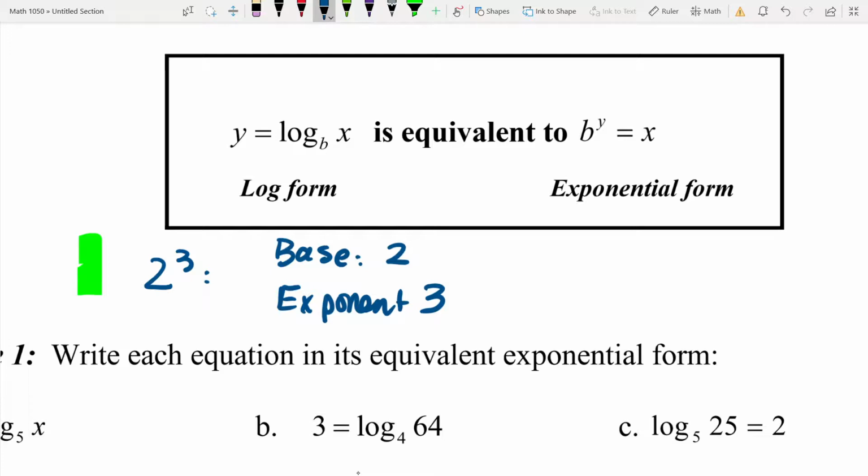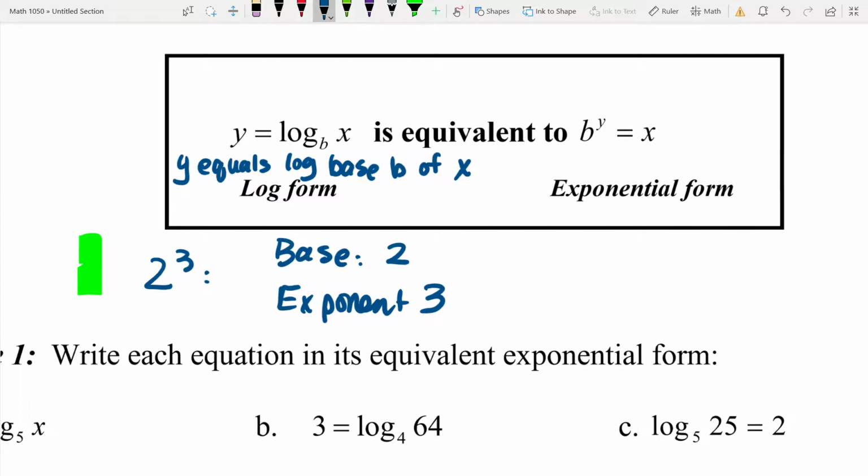Inside the box, see that y equals? Write this down for me. Write down y equals log base b of x. That's how you say that. Y equals log base b of x.